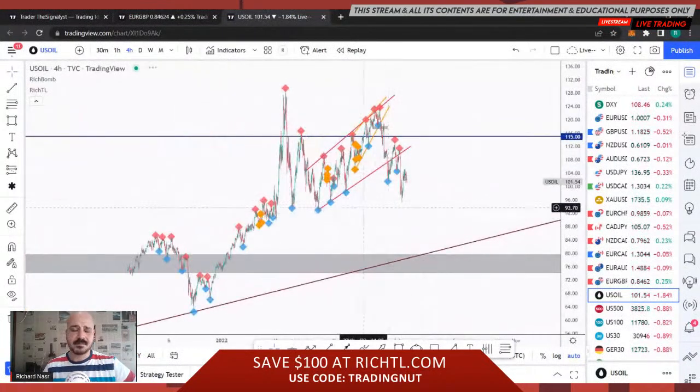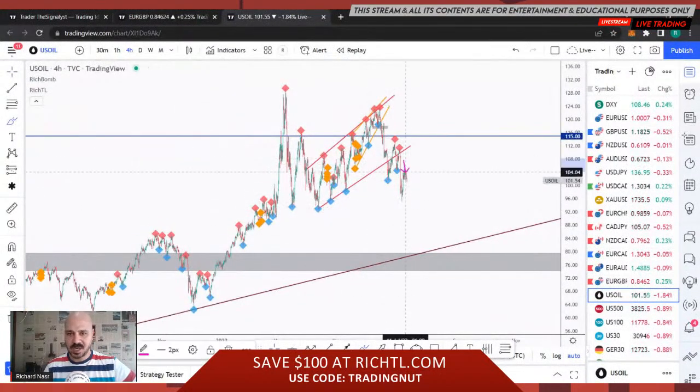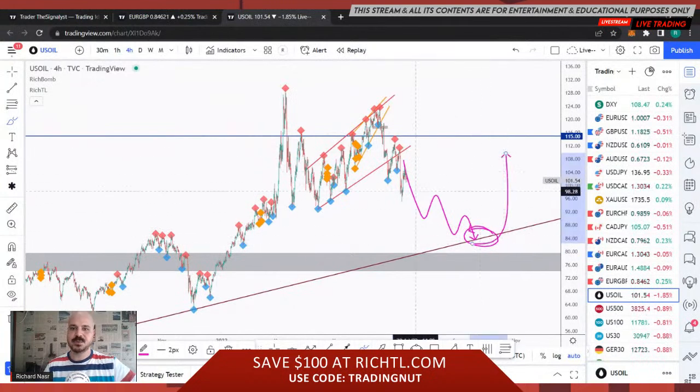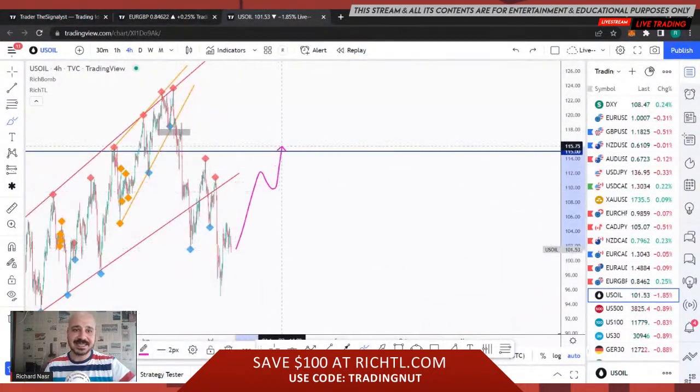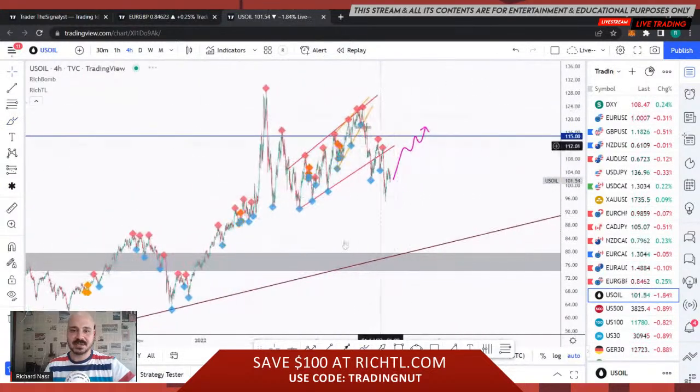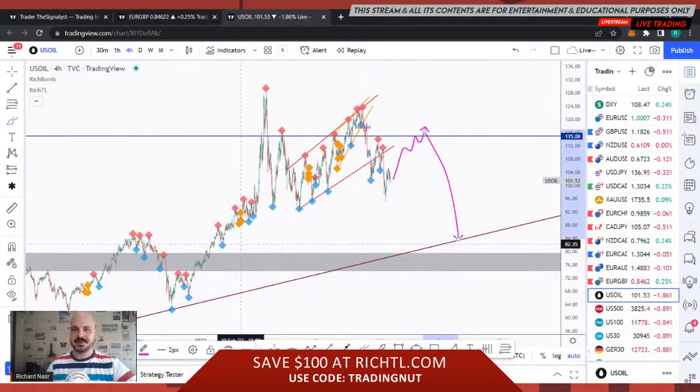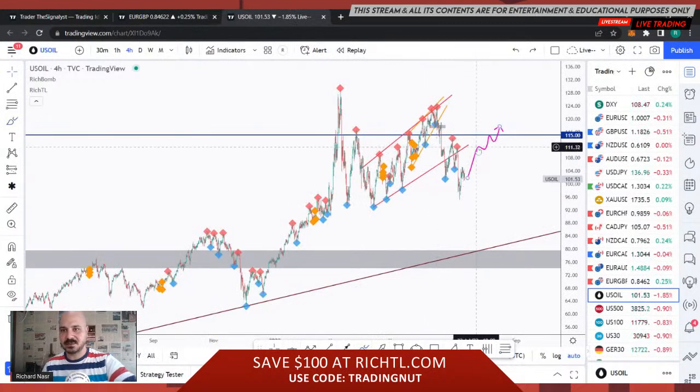Now, as mentioned previously, as we approach this support zone here, which is also a demand zone, we'll be looking for a buy, or if we retest this area, we'll be looking for a sell setup here. Okay, that's it for US oil.